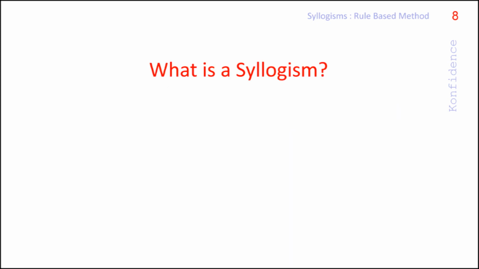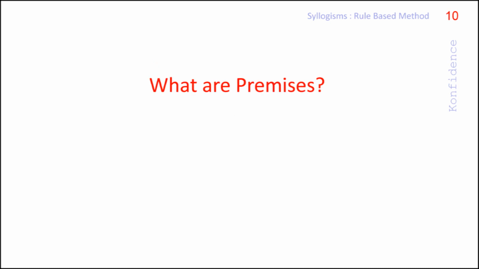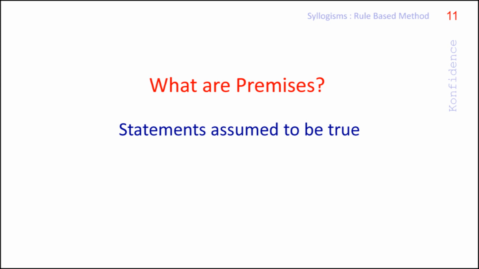A syllogism is a kind of logical argument in which a conclusion is deduced from the given statements or premises. Now you may ask, what are premises? Premises are statements that we assume to be true. All our logical constructs while solving questions will be built on these assumptions.